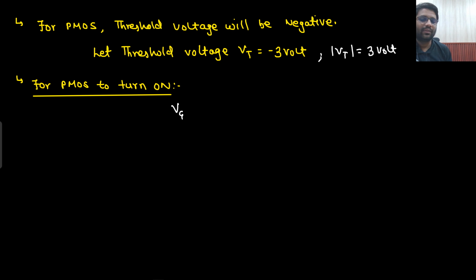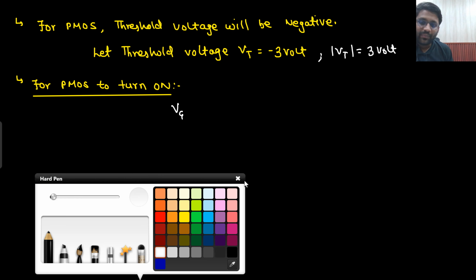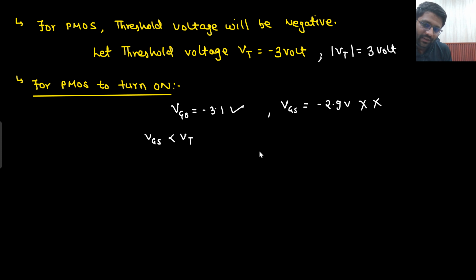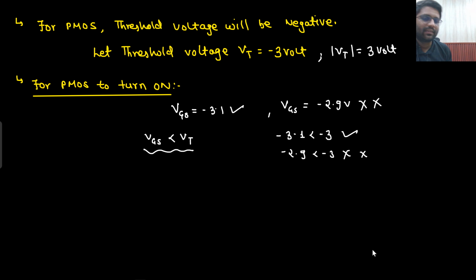So here I will write down that for PMOS to turn on, VGS equals minus 3.1 will work. But VGS equals minus 2.9 volt will not work. Is that understandable to you? So can I write down that my VGS is less than VT? That means minus 3.1 should be less than minus 3. Is it correct? Yes. But minus 2.9 is not less than minus 3. That means here current will not be conducted. So this is the condition we are getting.